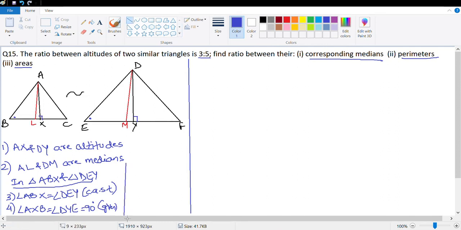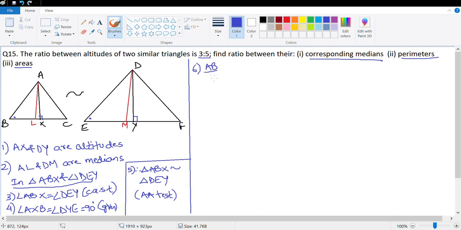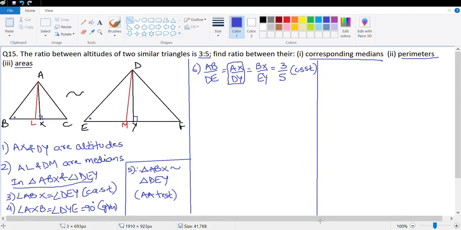So what do we get from here? We get number 5, which is therefore triangle ABX is similar to triangle DEY. This is by AA test. Let's see what we will get from here, which means AB upon DE is equal to AX upon DY is equal to BX upon EY, and since the ratio of the altitude is given as 3/5, this is equal to 3/5. This is corresponding sides of similar triangles are in proportion. Good, so that finishes this part for us.